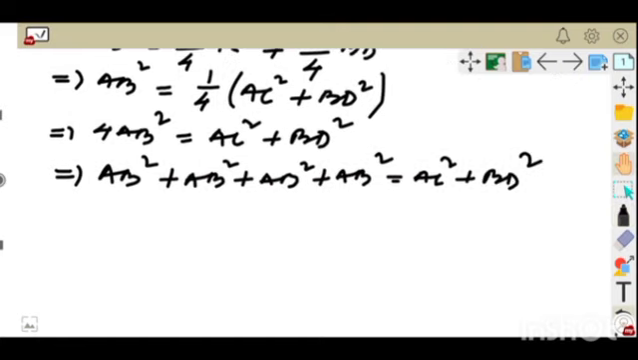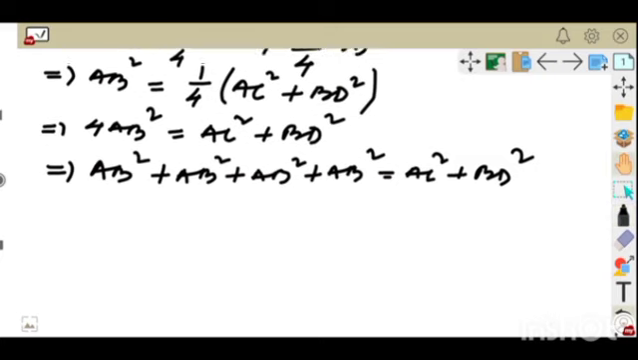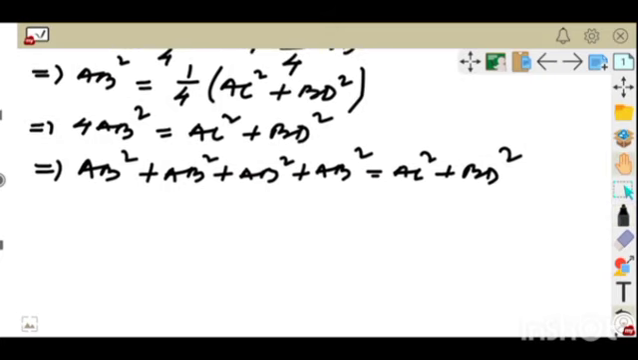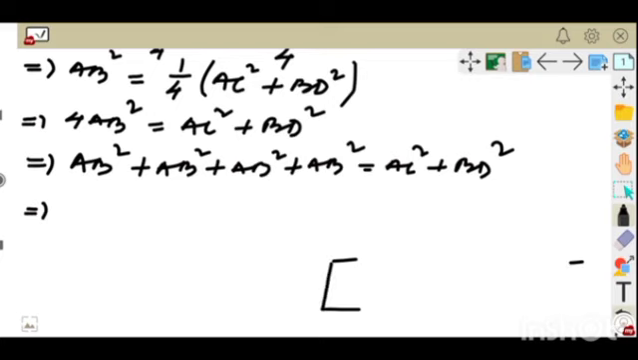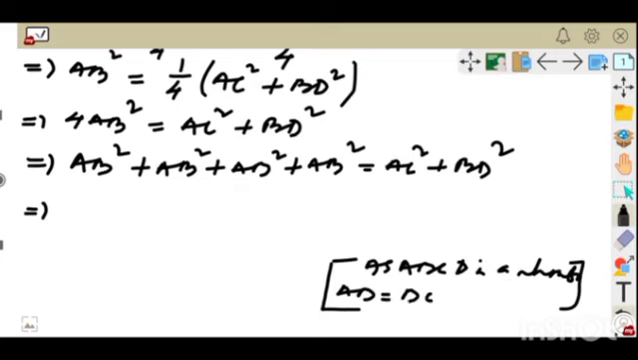Okay, now let's see. We know that the length of all the sides of a rhombus are equal. So I'll write here like this first. In a rhombus, the length of all the sides are equal. As ABCD is a rhombus, AB equal to BC equal to CD equal to AD.